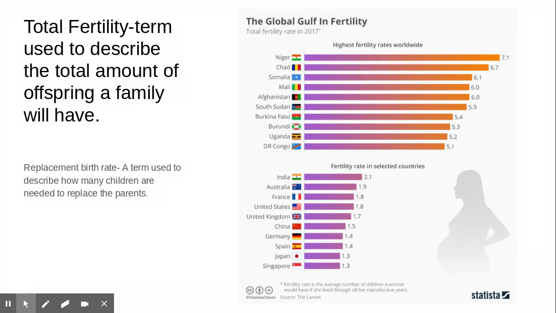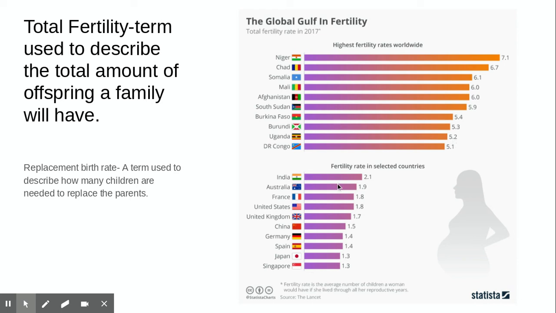Another thing that we need to talk about is total fertility. When we're looking at total fertility, that means, how many babies are we going to relatively have? Over here, I believe we have the highest fertility rates: a country called Niger, 7.1, Chad, 6.7. So this is the family size. Somalia, 6.1. Congo, and we talked about Uganda with the growth rate, 5.2.